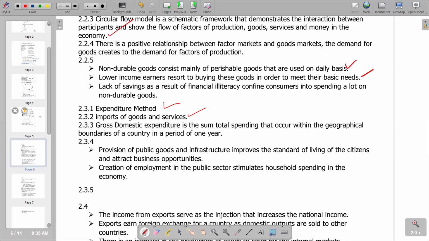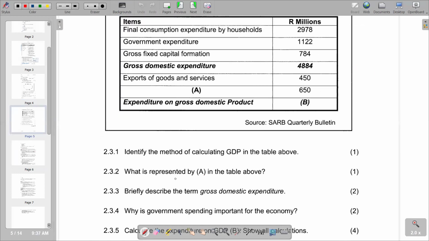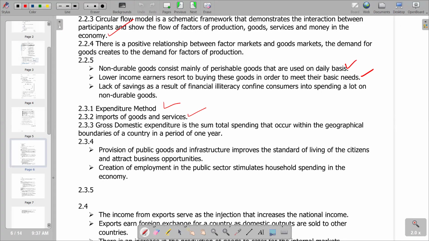Then we move on to the next part of our question, which is saying, briefly describe the term gross domestic product. So we have described the gross domestic product as the market value of goods and services that are produced within the country's national borders. We have defined that, but we also have a definition in our answer section, which is saying the gross domestic product is the sum total spending that occurs within the geographical boundaries of a country in a period of 1 year.